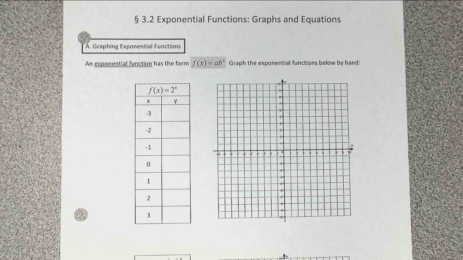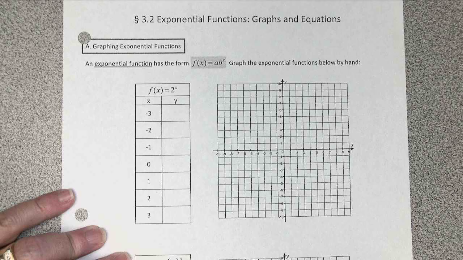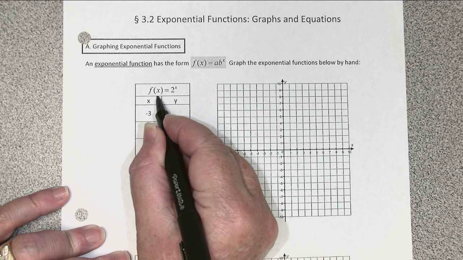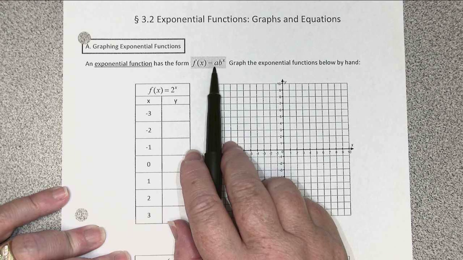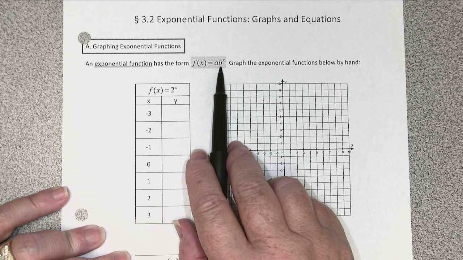We're going to graph a couple of fairly simple exponential functions by hand, just to get a feel for them, and then we'll let the calculator help us eventually. But these first couple I'd like to do by hand. My function f of x here is 2 to the x power. Notice I've let the a be 1, and my b, called my base, is 2.